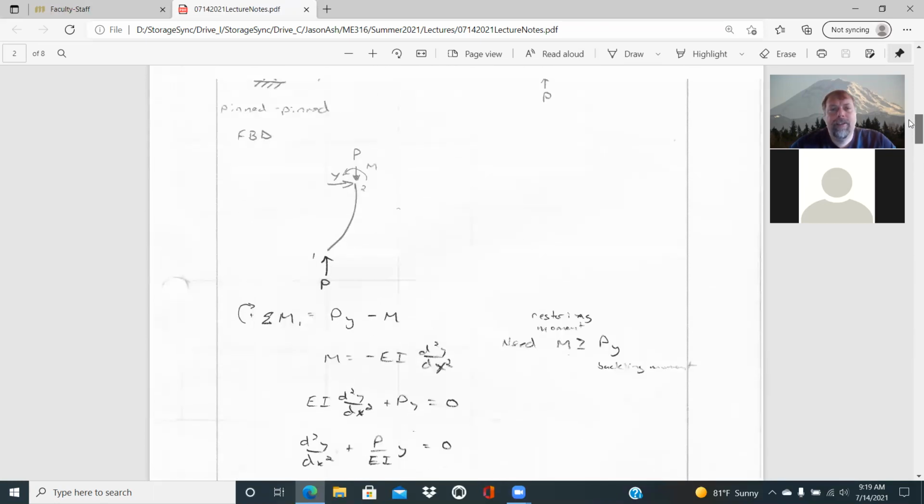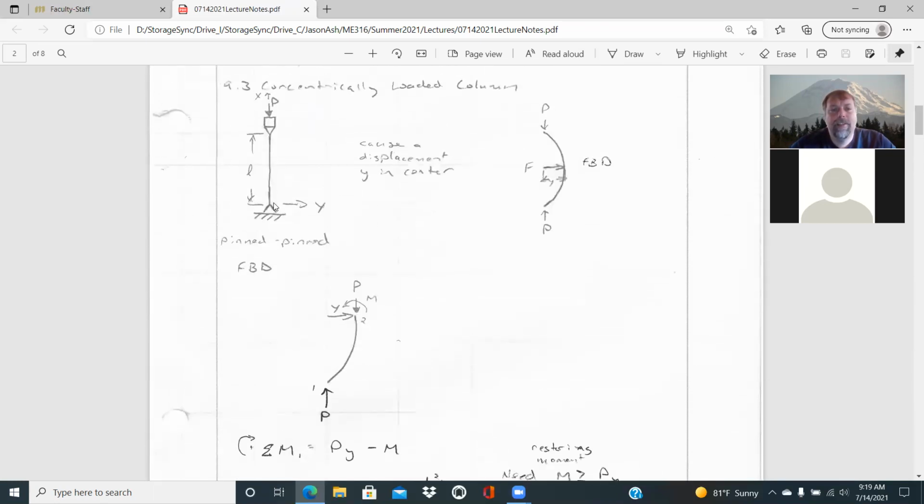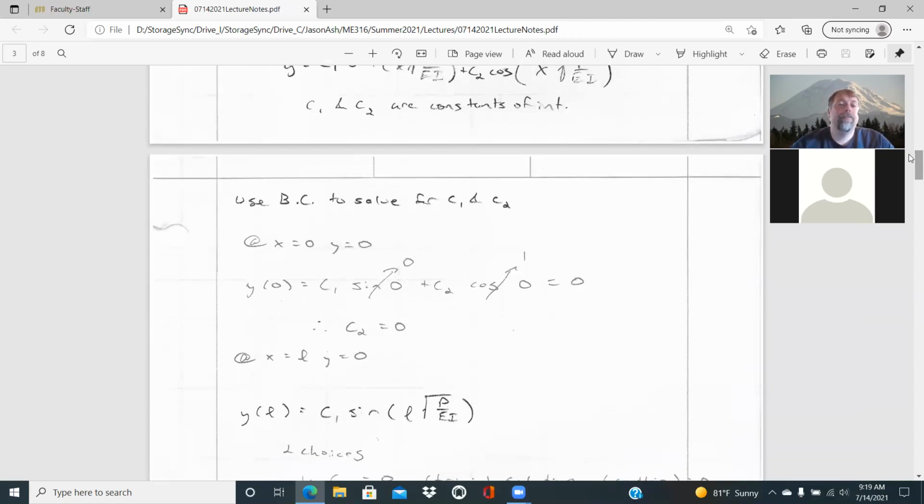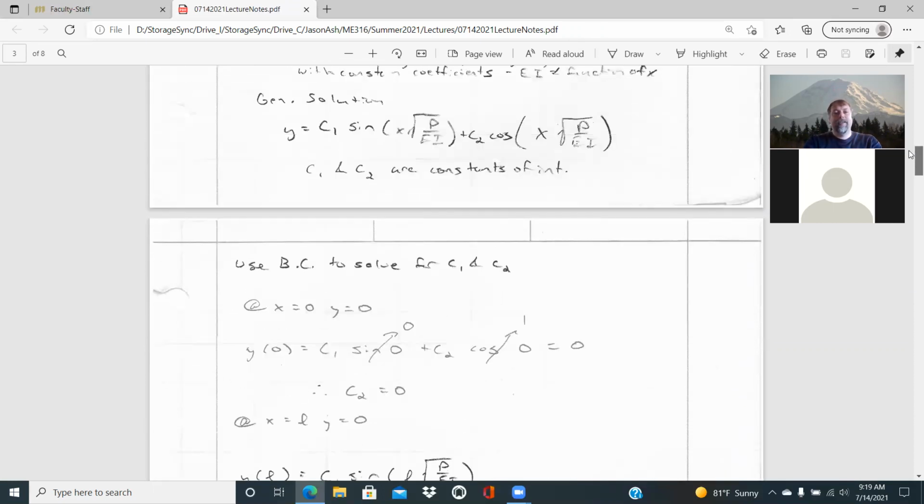And with our definition of X and Y, with this being the origin here at the bottom, at X equal to 0, the displacement in the lateral direction has to be equal to 0 because it's pinned. And so that's a handy one to put up in this location, because y of 0 is equal to c1 times the sine of 0. 0 is out in front here, so everything multiplied by that is still going to be 0, plus c2 times the cosine of 0 is equal to 0. And so sine of 0 is 0, cosine 0 is 1.